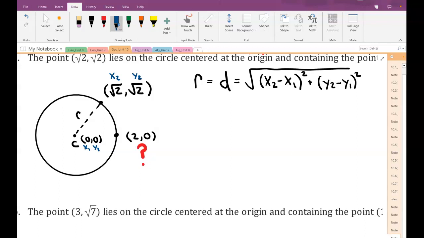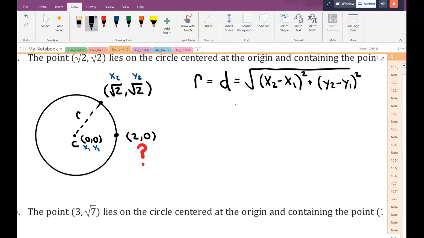It doesn't matter which one is x1 and y1 and which one's x2 and y2 between the 2 points. It always has to be x and y. I like to do, if I have a 0, I make that my x1 and y1, because then I'm always going to be subtracting by 0, which does nothing.